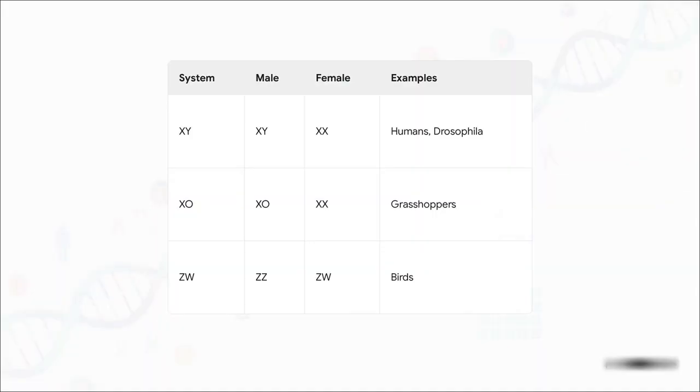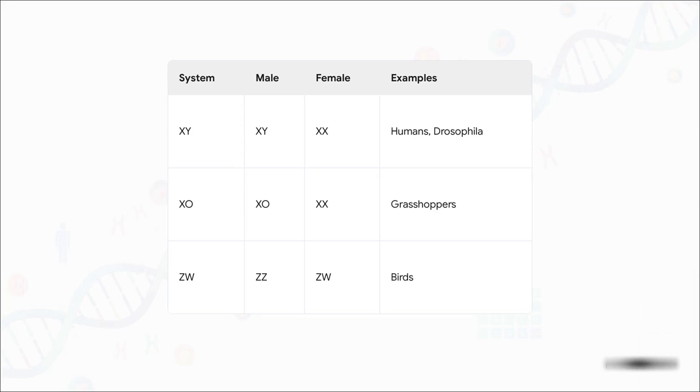Okay, so sex determination isn't just a one-size-fits-all rule across the animal kingdom. It largely depends on which sex produces two different types of gametes, a concept we call heterogamety. In humans and our fruit fly friends, we use the XY system. Males are heterogametic, meaning they produce both X and Y sperm, while females are homogametic, producing only X eggs. So in our case, the sperm determines the sex. But wait, it gets weirder.